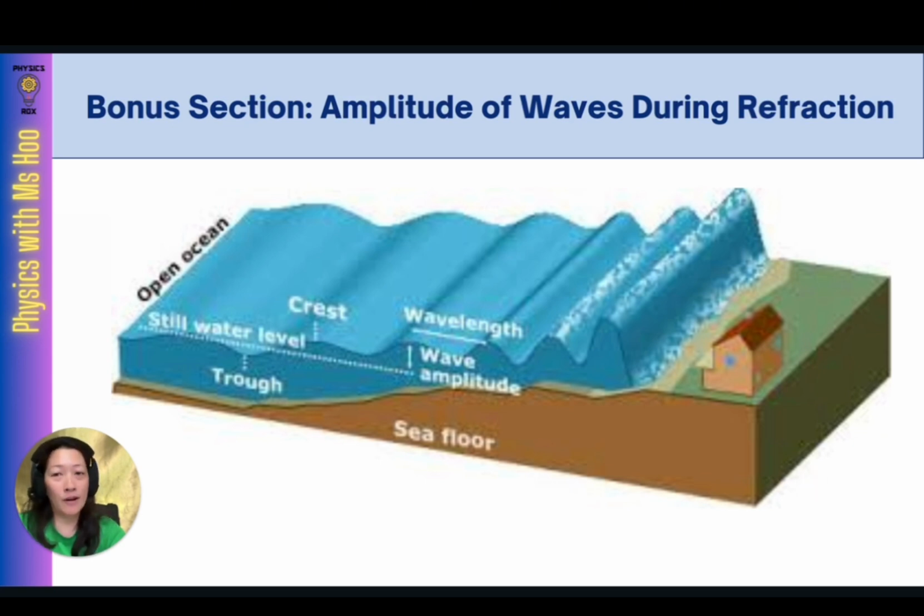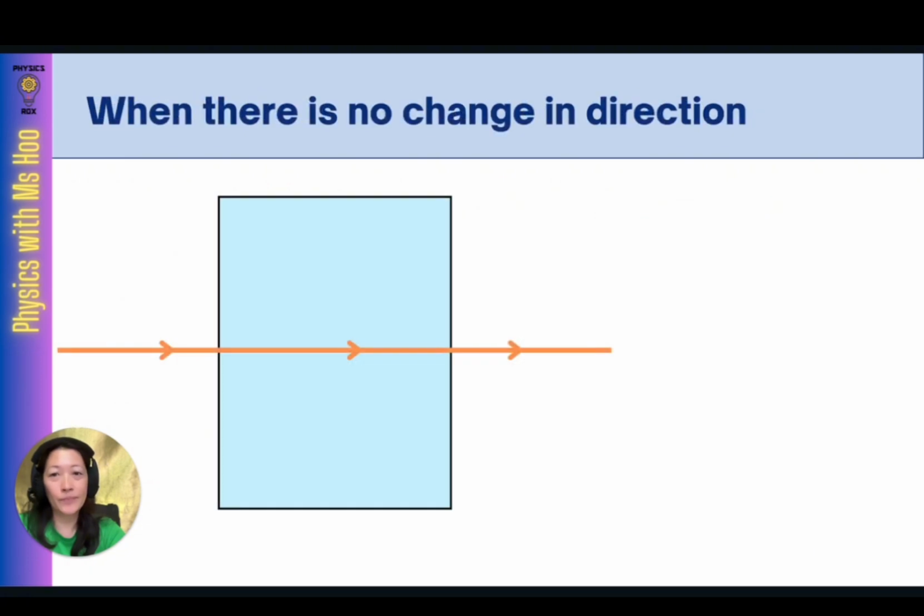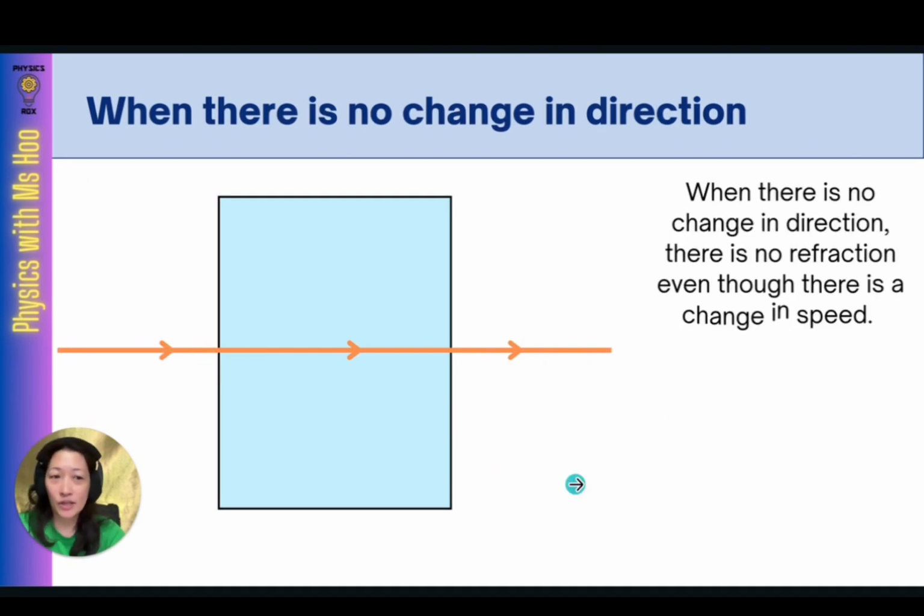Now let's move on with refraction. Just to remind you that when there is no change in direction, there's actually no refraction. This slide is showing us what happens when a light ray is shone towards a glass block in such a way that the light ray is perpendicular to the boundary. When there is no change in direction, there is no refraction even though there is a change in speed. Remember that refraction refers to the phenomenon when waves change direction due to the change in speed.